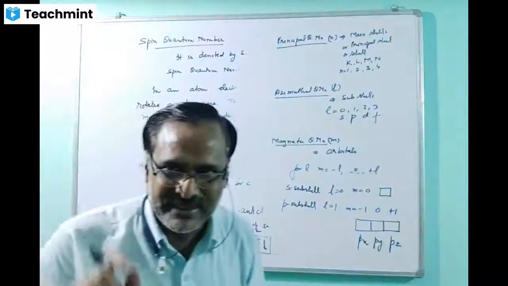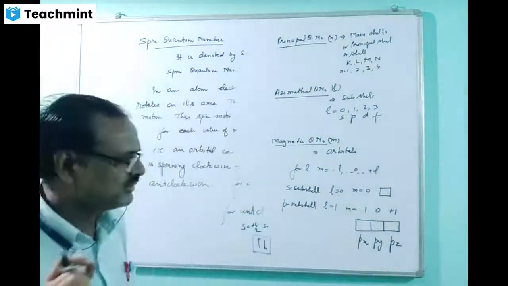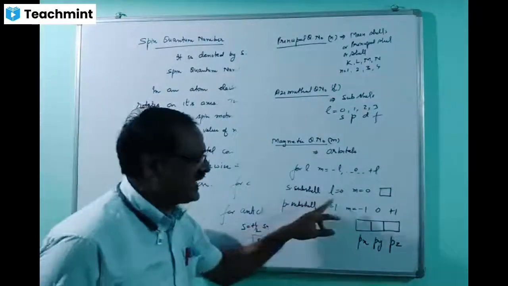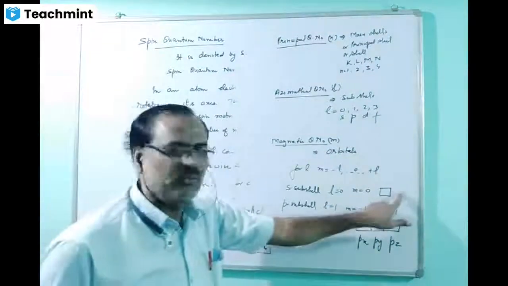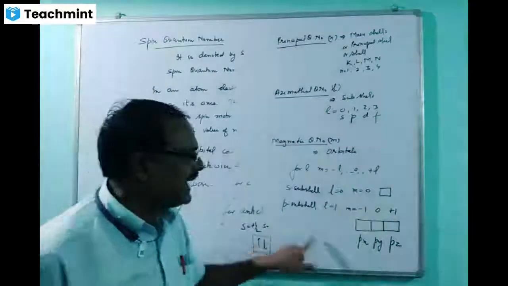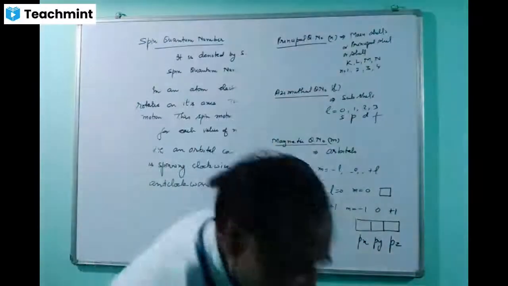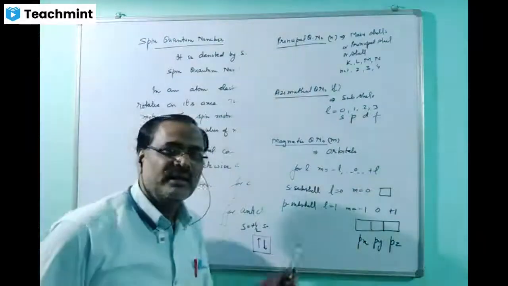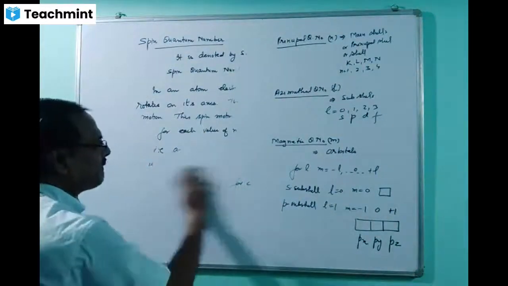Is the concept clear to all of you? Yes, sir. So if I ask you how many orbitals are in the S subcell, your answer will be 1. In the P subcell, how many orbitals are there? What is your answer? 3. Yes, 3. Now let us take some more.